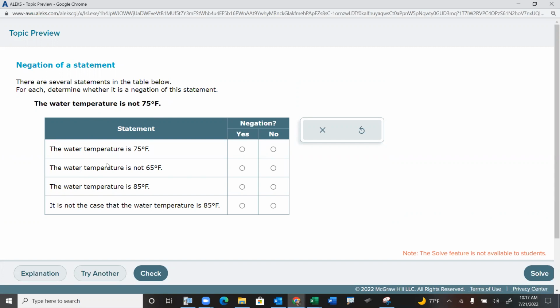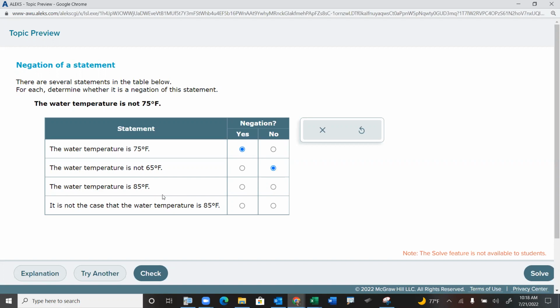And the first one is the water temperature is 75 degrees. Okay, well, I think it's safe to say that's the opposite. That's the negation. The second one says the water temperature is not 65 degrees. Well, if it's not 65 degrees, that's not the opposite of not 75. They're just not opposites of each other.